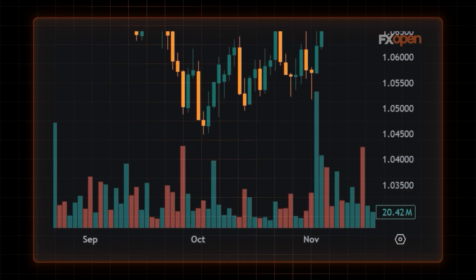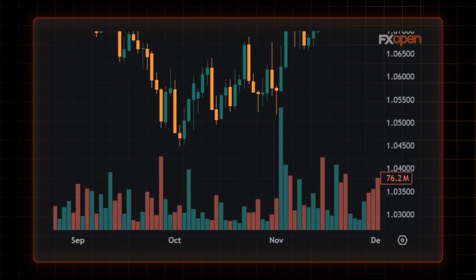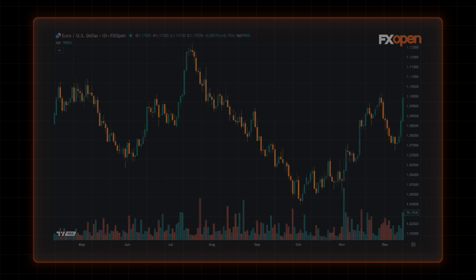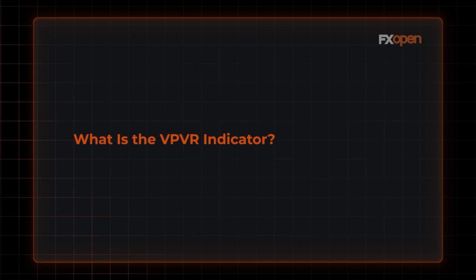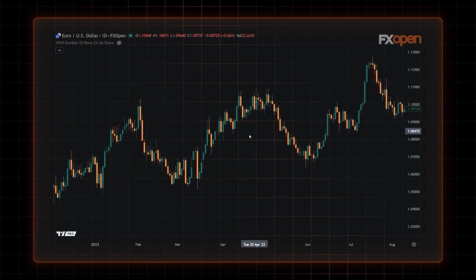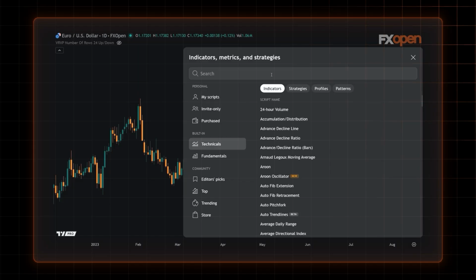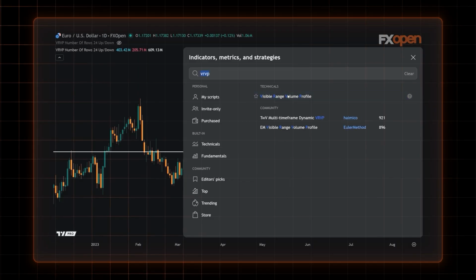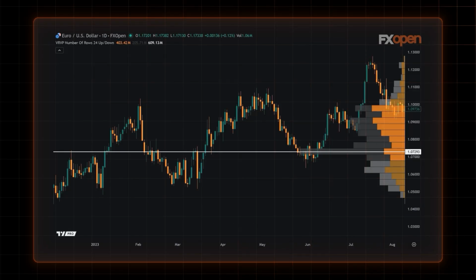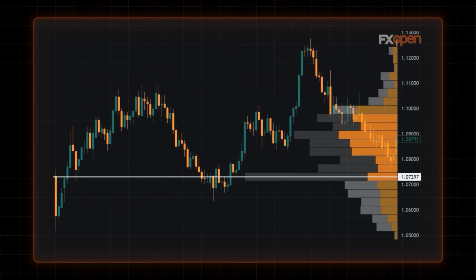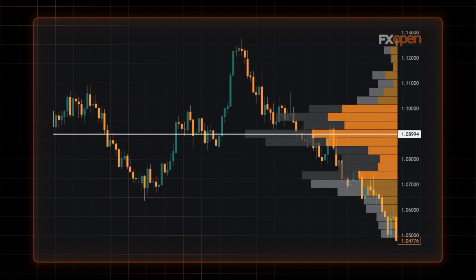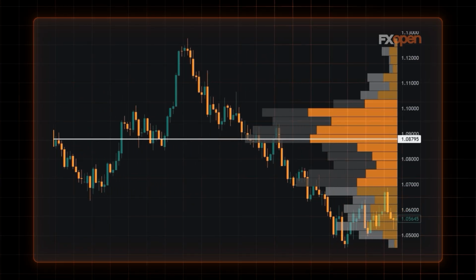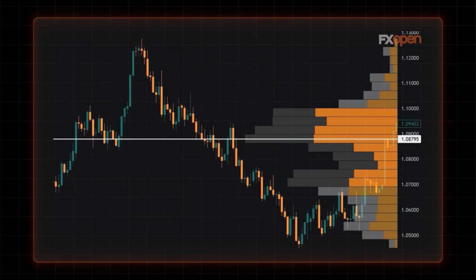But to gain deeper insight, traders need to go beyond the total number, and that's where the volume profile comes in. The volume profile visible range doesn't just show how much volume occurred, it shows where it occurred. Unlike traditional volume indicators that sum trades over time, the VPVR displays the distribution of volume across different price levels within the visible range of the chart. You can change timeframes or scroll the chart and the indicator will update automatically, so you will instantly see which prices attracted the most trading interest.